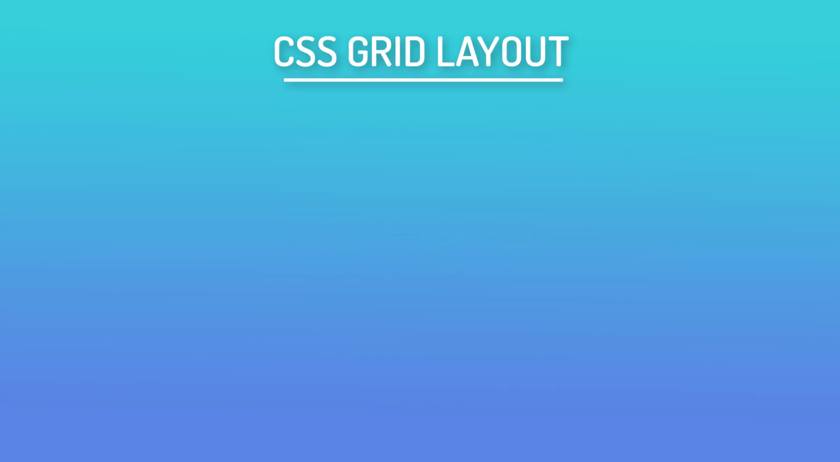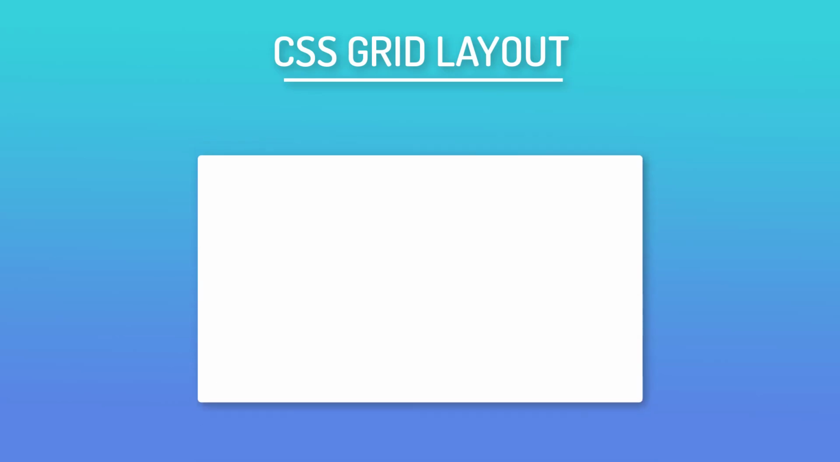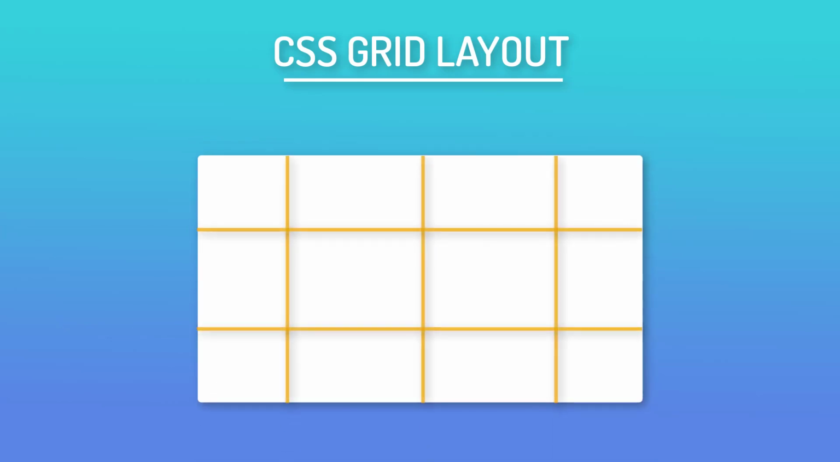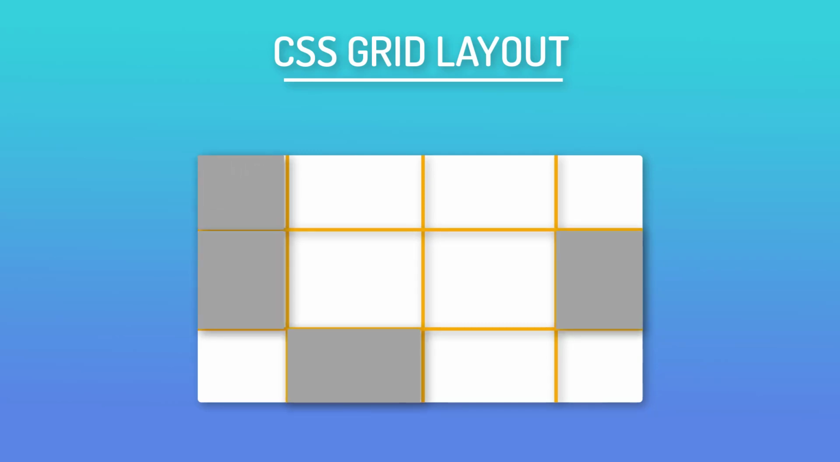To use CSS Grid Layout, we need a grid container, and this container is basically a set of horizontal and vertical lines. Respecting these vertical and horizontal lines, or rows and columns, elements are placed.